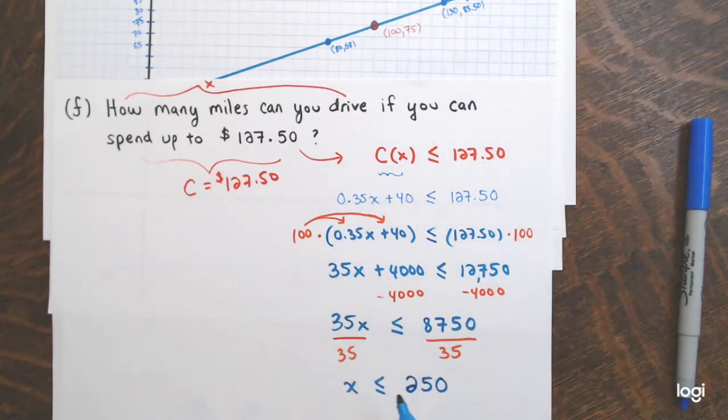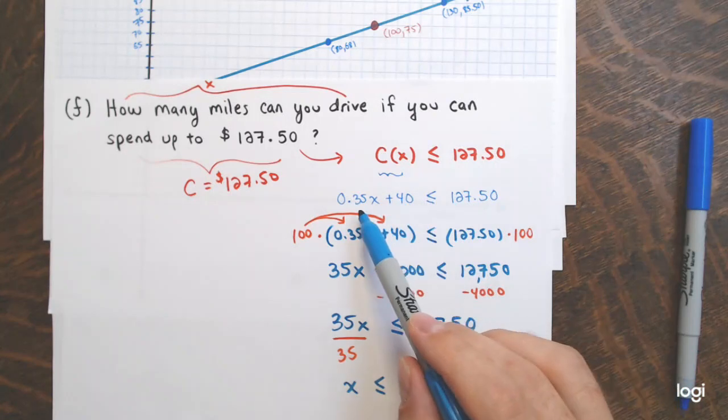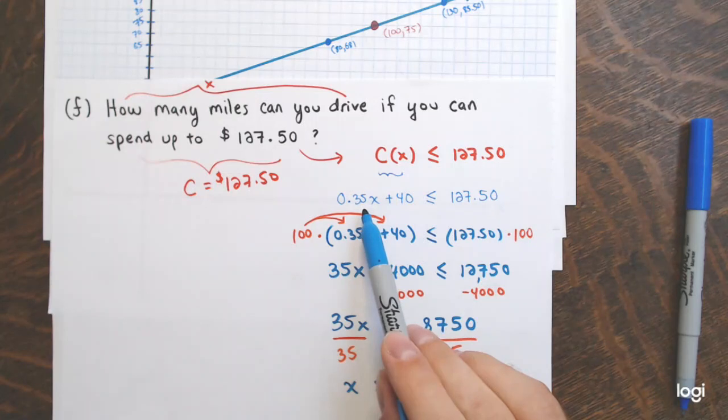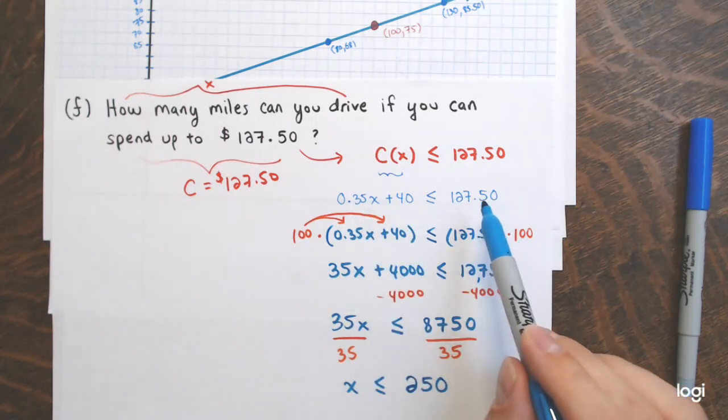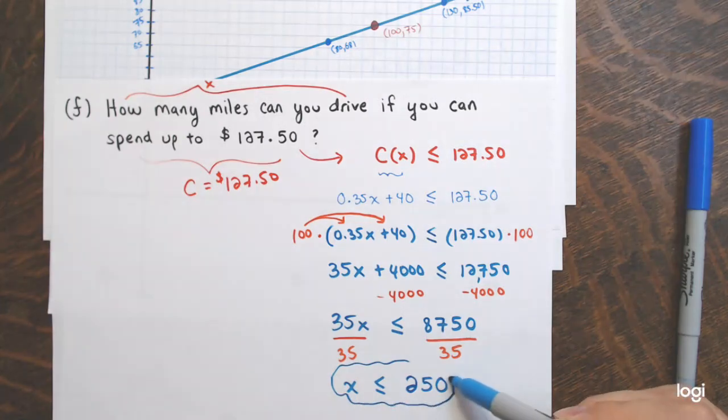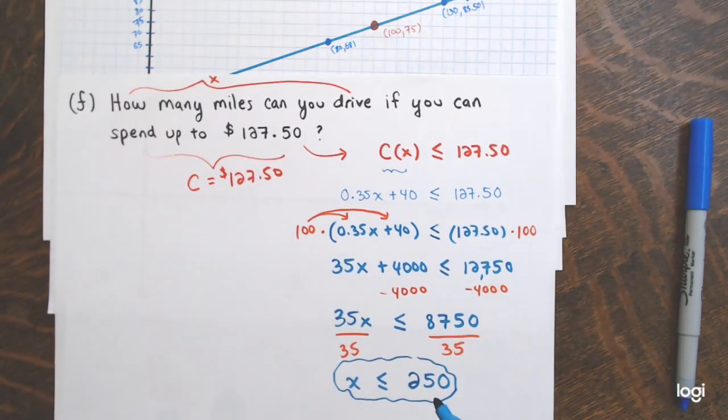All right. So there, and again check, and you can check back on the original. Does 250 make these equal? Is 0.35 times 250? So I take 0.35 times 250, that's 87.5, and then is 87.5 plus 40 equal to 127.5? Yeah, so this is working out. 250 is good. But again, that's not the answer.